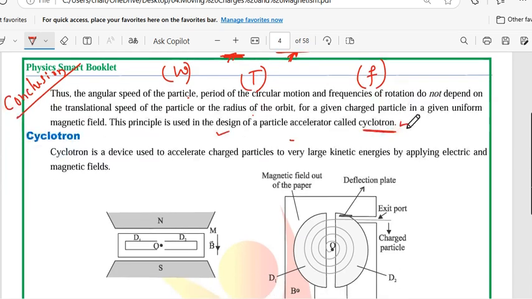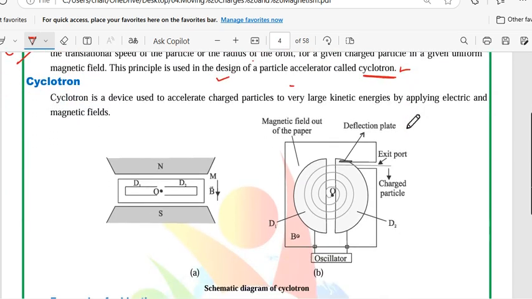So what is cyclotron? You can just glance here. This is actually not for your syllabus, so let me tell something about it. So what is cyclotron? Okay, see, cyclotron is a device.